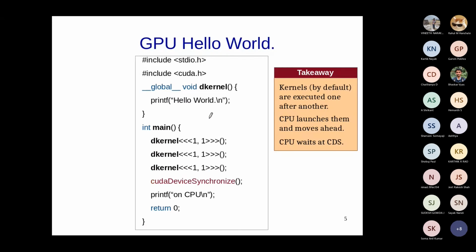I'm going to now extend that example. Our kernel remains the same. In main, I'm just going to call this kernel multiple times. I have not yet explained what this 1-1 is, but think about it for now as follows: I'm going to launch this kernel on the GPU with a single thread. A multiplication of these two numbers decides how many threads are running on the GPU.